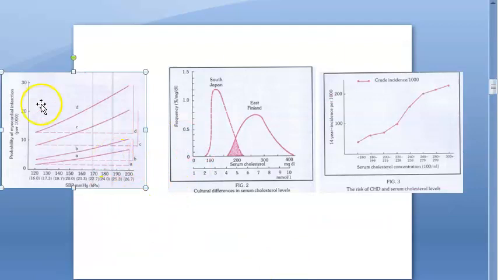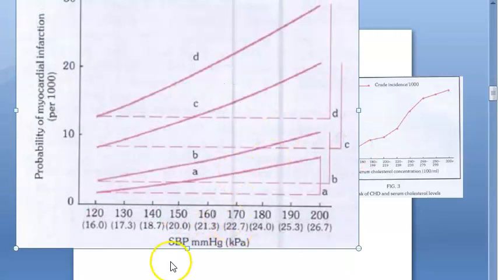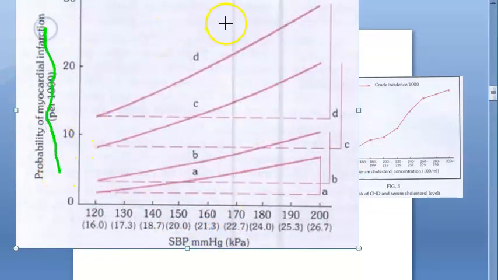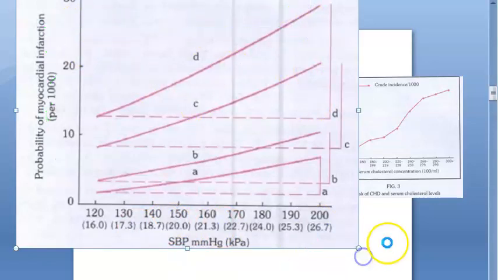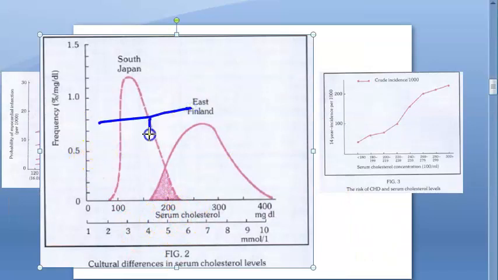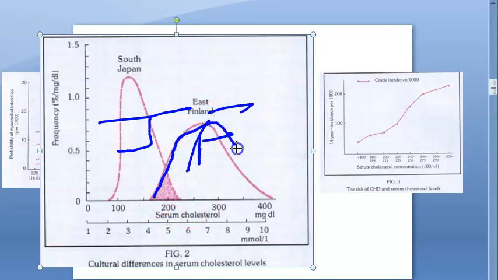Some graphs they've shown here. Let us look at these graphs. What do you think this graph is? So this is the systolic blood pressure and this is the probability of myocardial infarction. So if your blood pressure is high, your probability of myocardial infarction is also high. Okay. What else is there? This is hard to understand. This is Japan, it seems, and this is Finland, East Finland. These people's cholesterol level is somewhere here, and Japanese people's cholesterol level is between 100 and 200. So it's less. Correct?